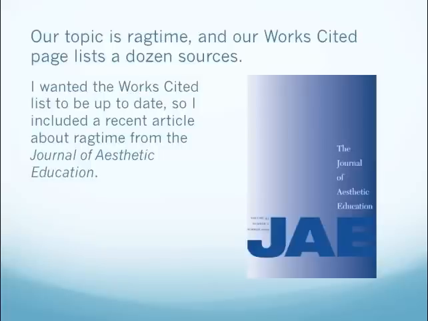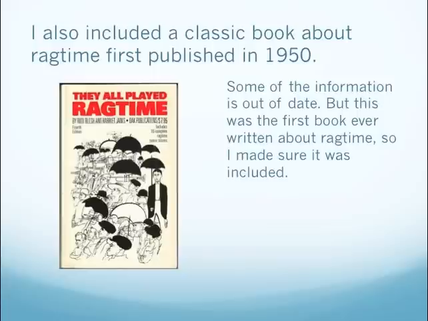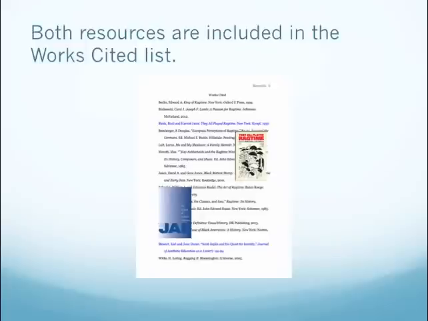Our topic is ragtime, and our works cited list includes a dozen sources. I wanted the works cited list to be up to date, so I included a recent article about ragtime from the Journal of Aesthetic Education. I also included a classic book about ragtime first published back in 1950. It's called They All Played Ragtime. Some of the information is out of date, but this was the first book ever written about ragtime, so it's important, and I made sure it was included. You can see that both resources are included in the works cited list.